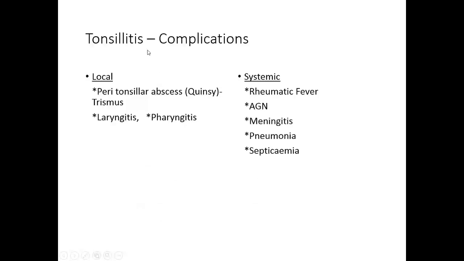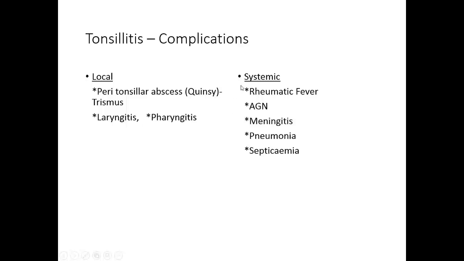Tonsillitis can heal without complications, but it can also give rise to complications. Infection can spread beyond the tonsillar capsule and form an abscess between the tonsillar capsule and the superior constrictor muscle, called a peritonsillar abscess. Because the superior constrictor muscle is inflamed, they might find it difficult to open the mouth, so they end up with trismus. They are not able to open the mouth fully. Infection can also spread down and cause laryngitis and pharyngitis.